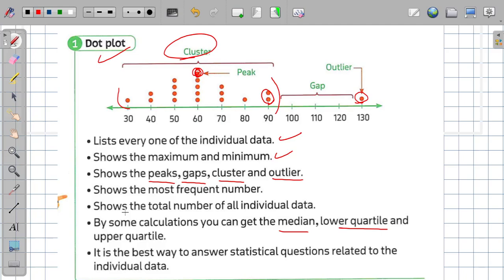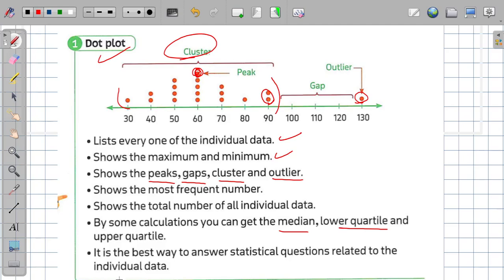Okay, so if you see a question like, what is the best way to show individual data, to show the maximum and the minimum, to show the peak, gaps, cluster, outlier, to show the most frequent number, to show the total number of all individual data, we can say it's the dot plot.